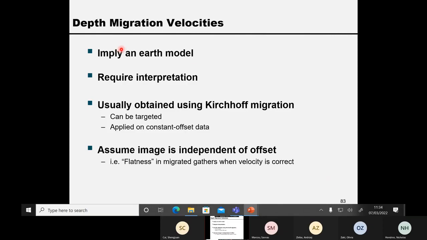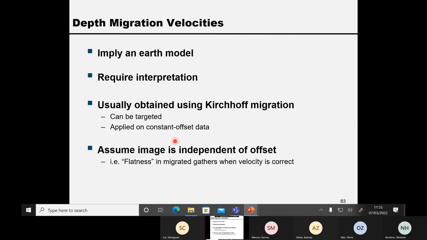So, depth migration velocities. First of all, you need a good subsurface model, the Earth model, right? That means we need a geological interpretation. You should try to incorporate the geological interpretation into the model before you do migration. And how to get a velocity model? Usually we use Kirchhoff migration.